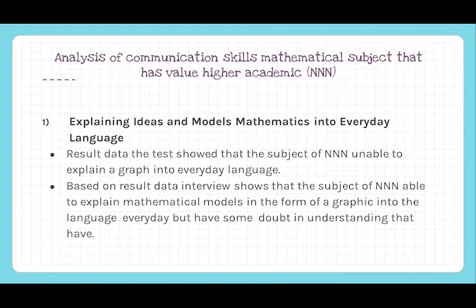Among others, the research test data showed that the subject N was unable to explain a graph in everyday language. Next, based on the research interview data, the subject N was able to explain mathematical models in the form of a graphic in everyday language but had some doubt in the understanding they have.